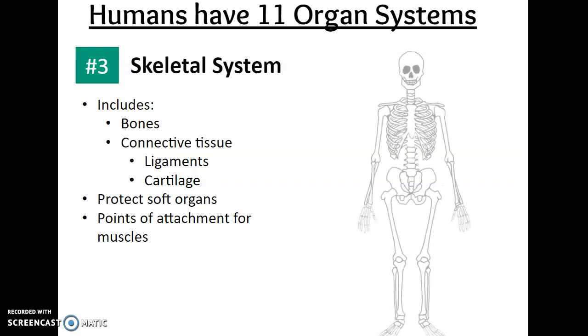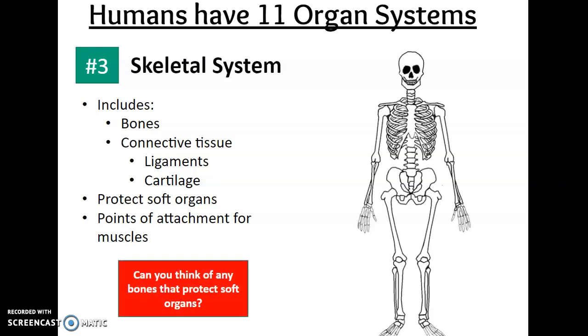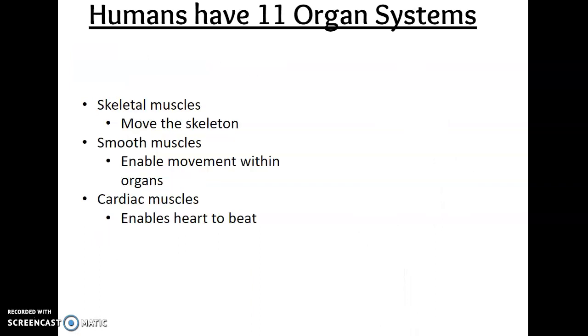The next one is the skeletal system. This includes bone, connective tissues, ligaments, cartilage, and it protects those soft organs or those points of attachments for muscles. Can you think of any bones that protect soft organs? Well, when we take a look at the rib cage, those are bones. The bone structure is there to protect our internal organs of the heart and the lungs. They're most vital for life.